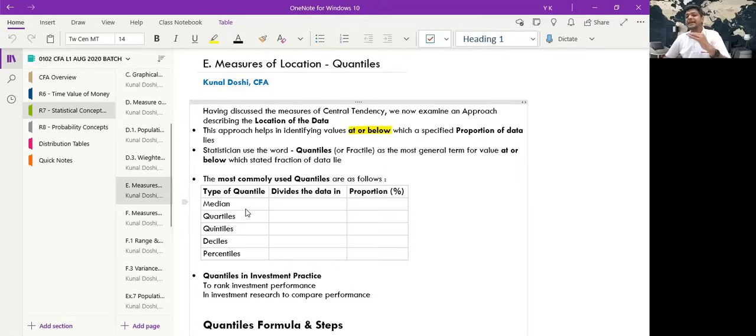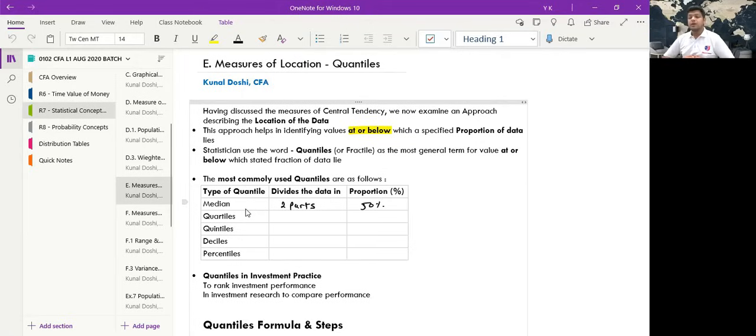What do you understand by median? Anyone? Yes, it divides into two proportions. Correct. So the median is right in the middle. What the median does is divide the data, as you rightly said, into two parts, or in half. So I can write here: median divides the data in half, or in two parts. When it divides the data in two parts, each part will have equal proportion, so the proportion will be 50% in each.